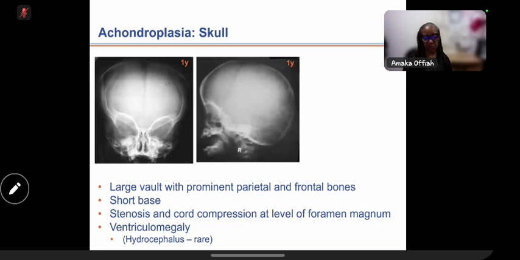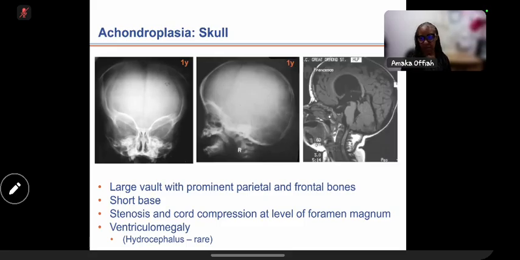Remember that they get ventriculomegaly. When I was training, most infants with achondroplasia had VP shunts. People thought it was hydrocephalus. Hydrocephalus in this situation is actually rare, and the correct term is ventriculomegaly. It's not under pressure.